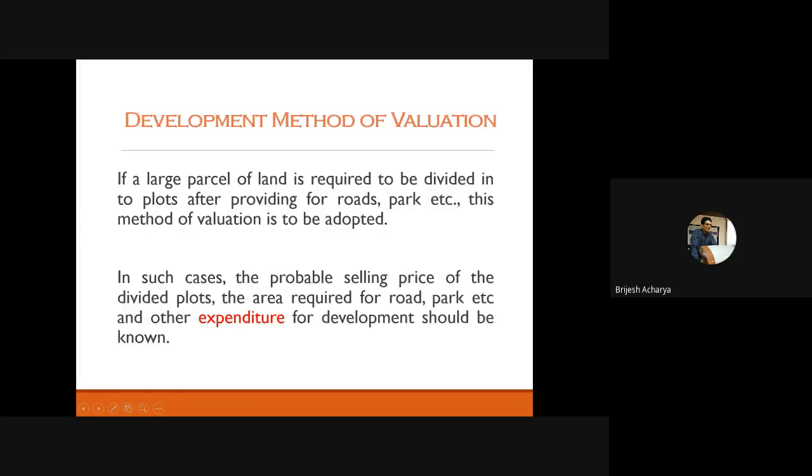Then comes the next method, the development method of valuation. If a large parcel of land is required to be divided into plots after providing for roads, parks, etc., this method of valuation is adopted. It means that from a large plot you want to divide small plots and then sell them off. So for that purpose, the development method of valuation is used for valuing this particular property.